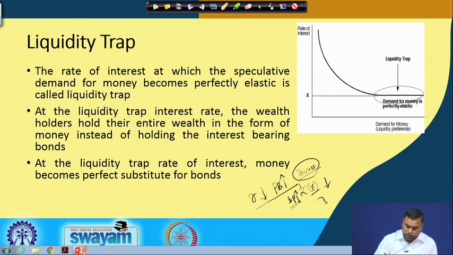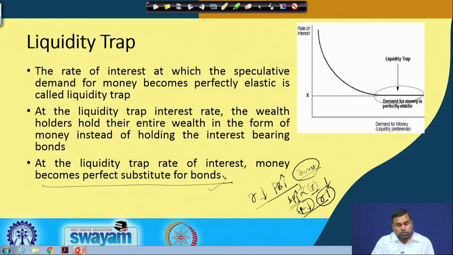But if the interest rate increases, then the speculative demand for money goes down, because people will not be holding the cash. People will be interested to invest in the bond market, because the return from the bond market is relatively higher and the price of the bond is low. That is why people will be interested to buy more bonds at that particular point of time. But in the liquidity trap region, money becomes a perfect substitute for the bonds. That is basically what the liquidity trap talks about.